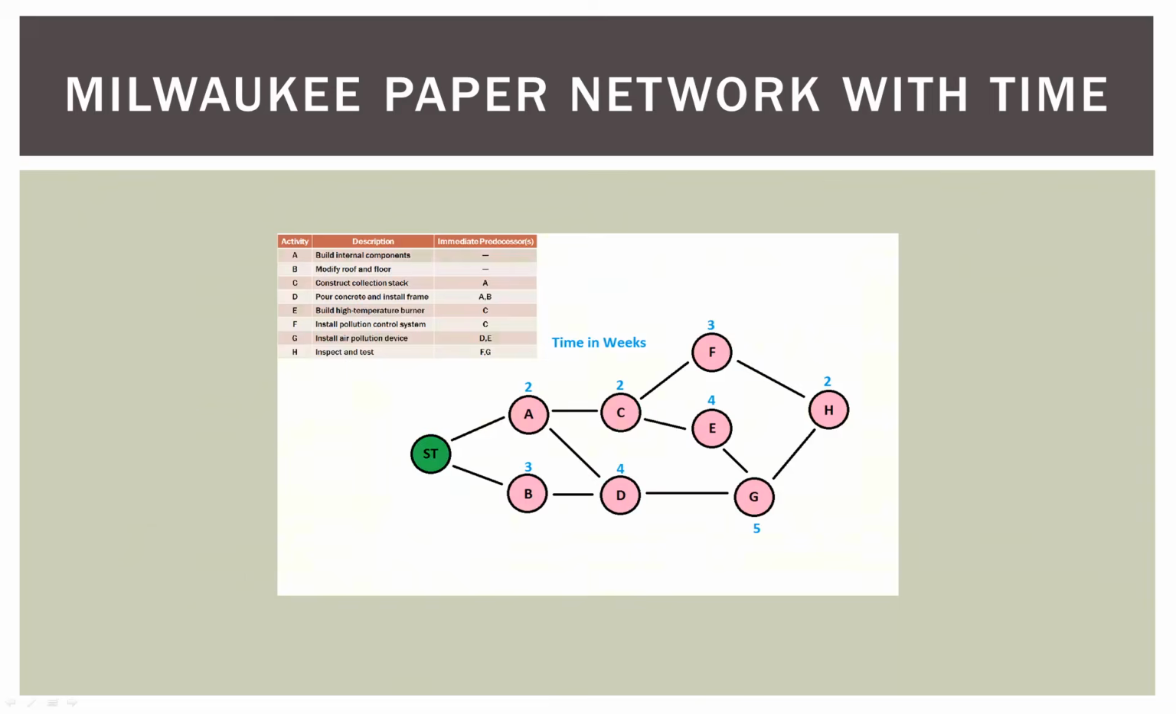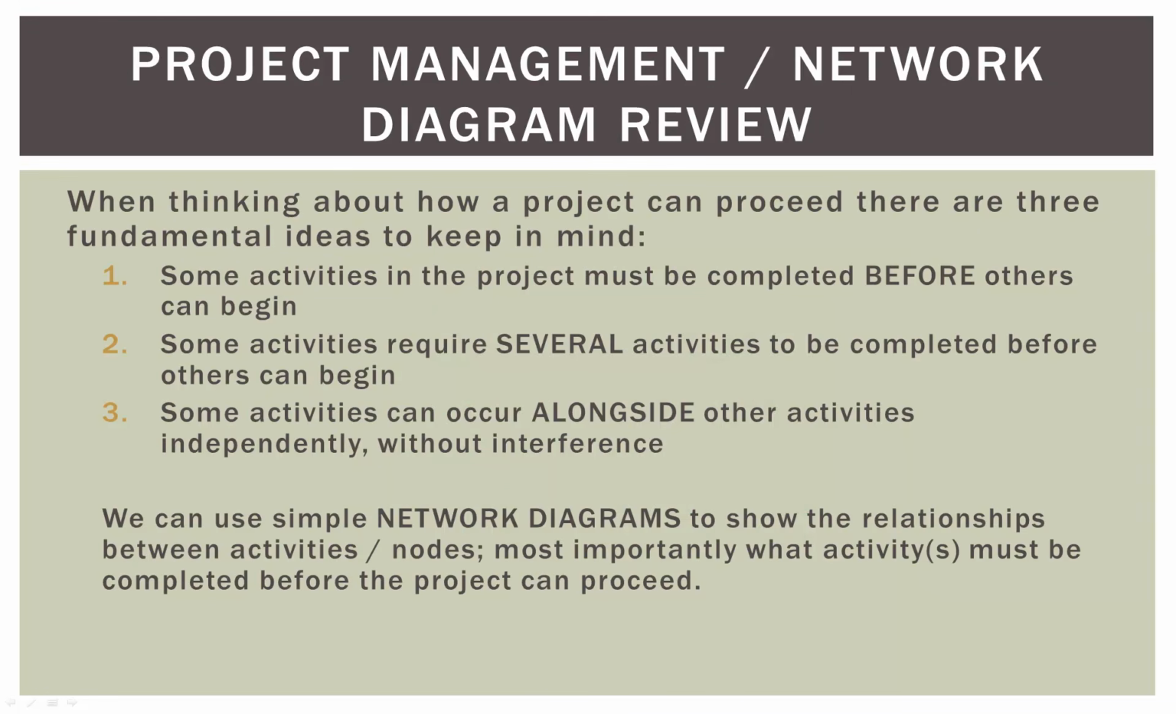So those are the times written onto our diagram, which we will tackle in our next video. Okay, that's review, and then we'll finish up. So when thinking about how a project can proceed, there are 3 things you always have to keep in mind. Some activities have to be completed before others can begin. Some activities require several activities to be completed before they can begin. And some activities can occur alongside other ones because they do not interfere. They can run parallel or concurrently. And we can use simple network diagrams to show the relationships between all those activities or nodes. And most importantly, what activities have to be completed before we can proceed to the next activity in our project.